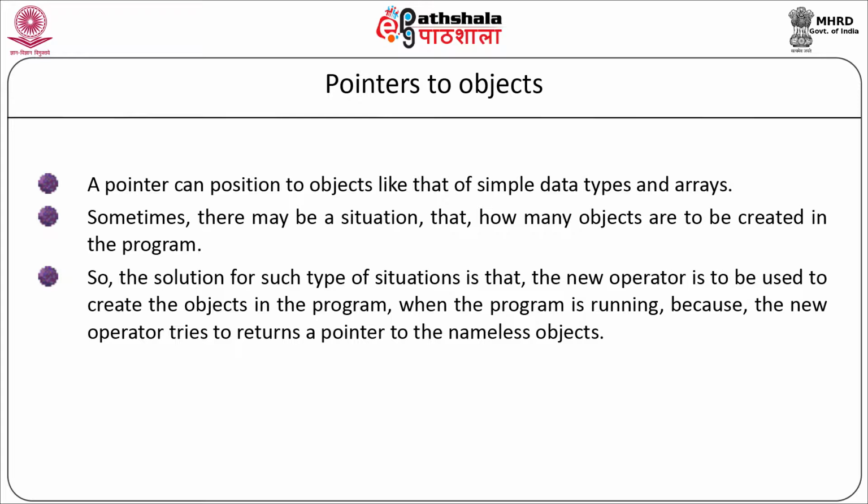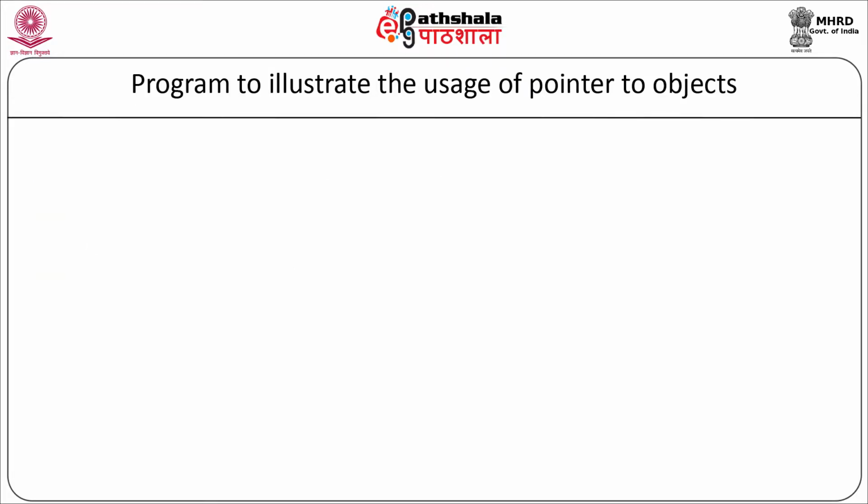It is possible for a pointer to point to a class object. It is also known as an object pointer. Object pointers are useful in creating objects at runtime. It is also possible that the public members of a class can be accessed by using object pointers. Now let us see a simple program to see the usage of pointers to objects.